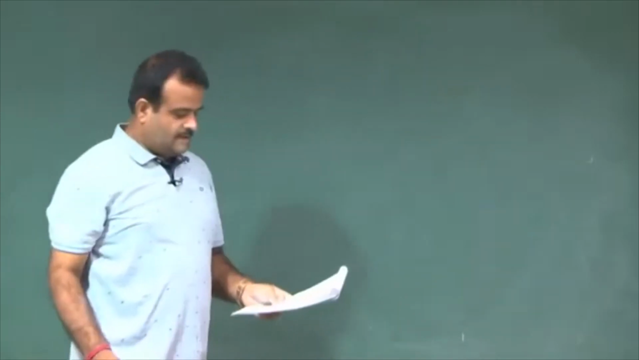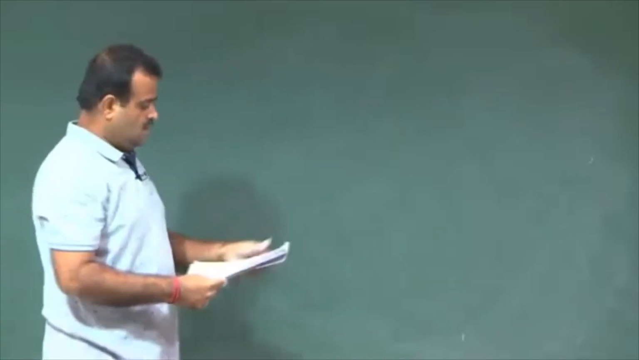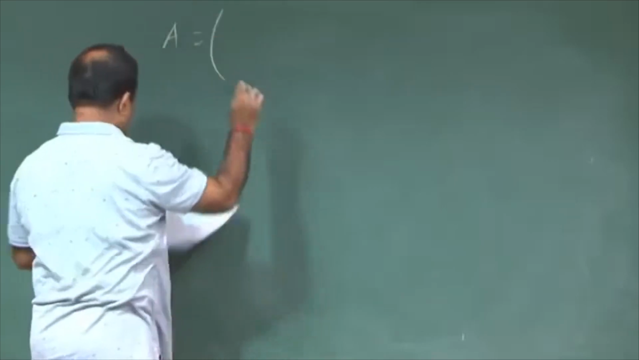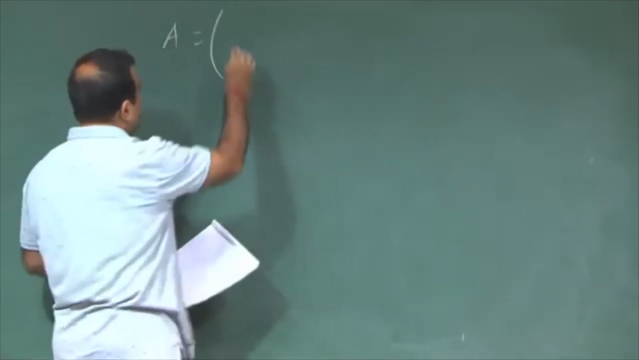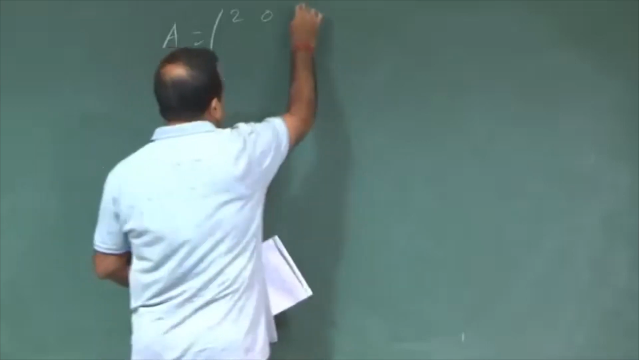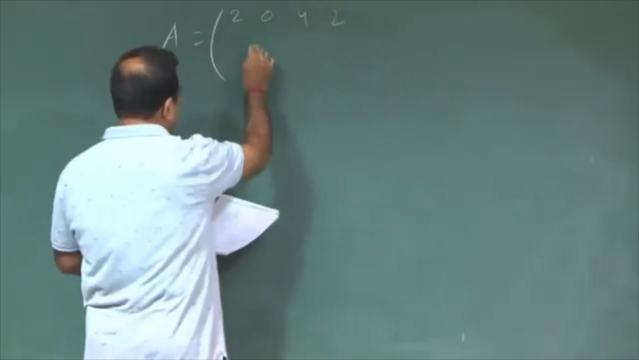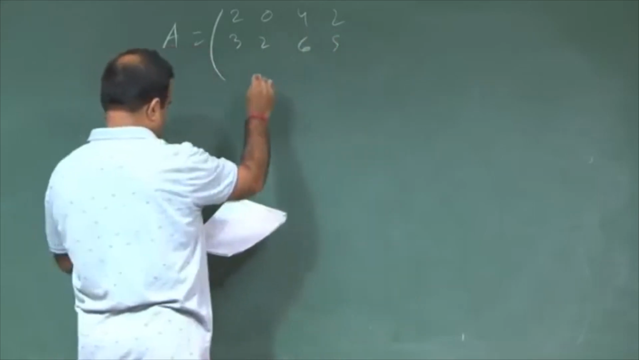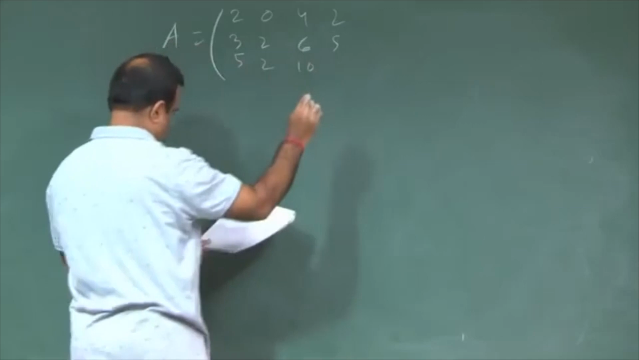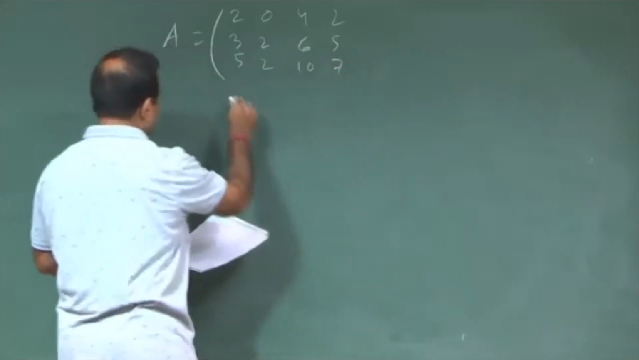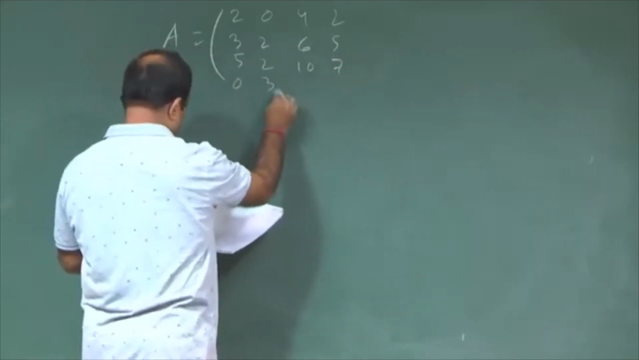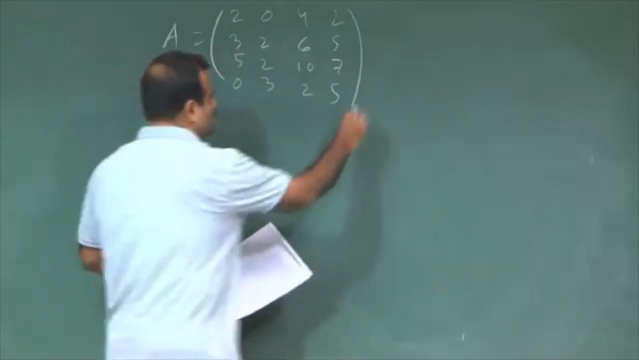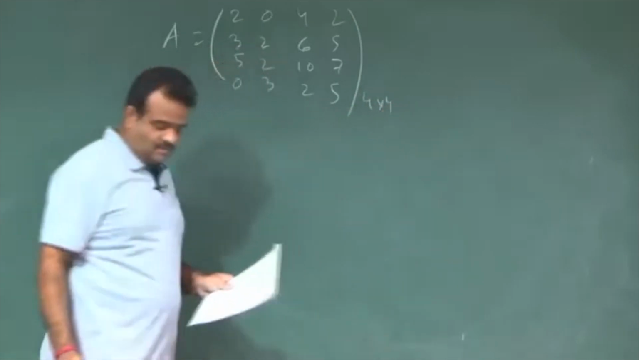Okay, so we will take some matrix. Suppose we have a 4 by 4 matrix: 2 0 4 2, 3 2 6 5, 5 2 10 7, 0 3 2 5. Suppose we are given this matrix and asked to find the rank of this matrix.